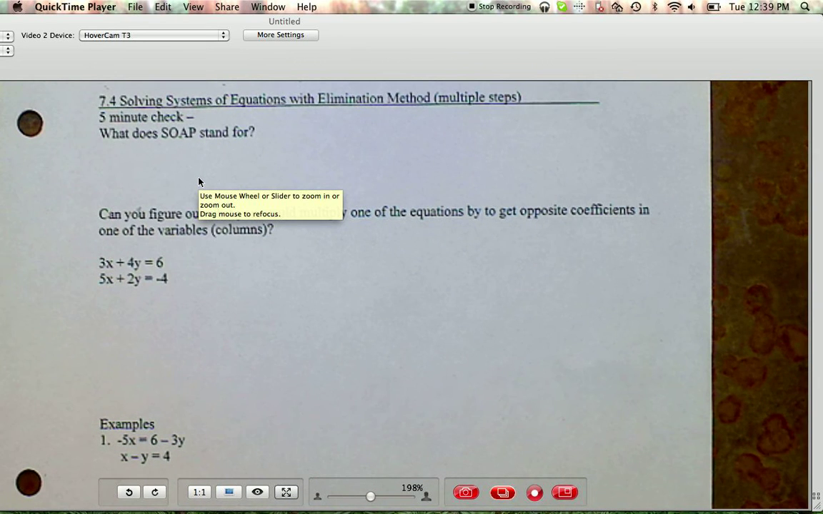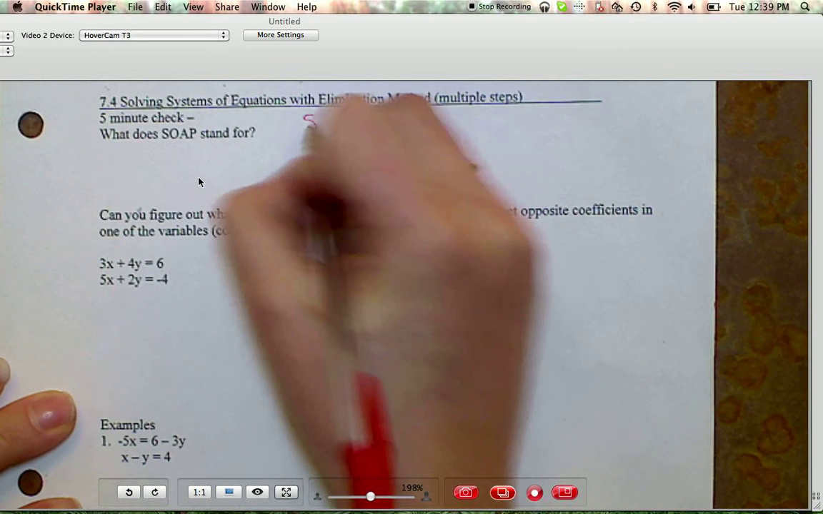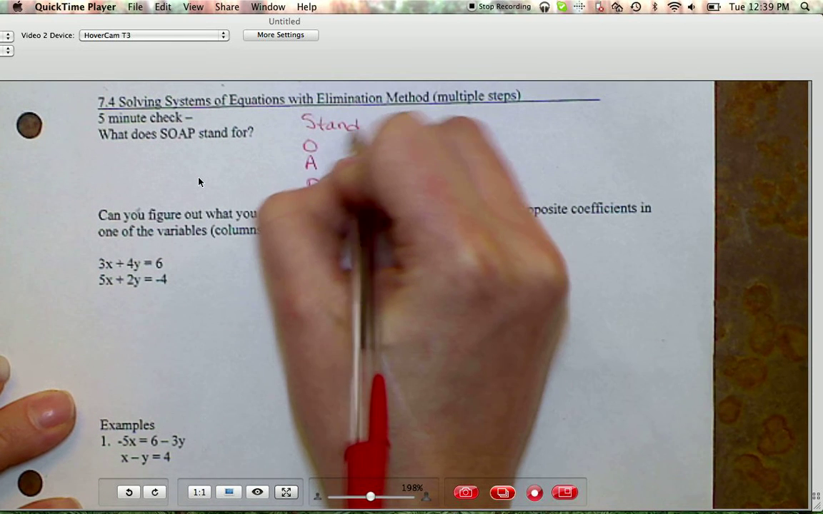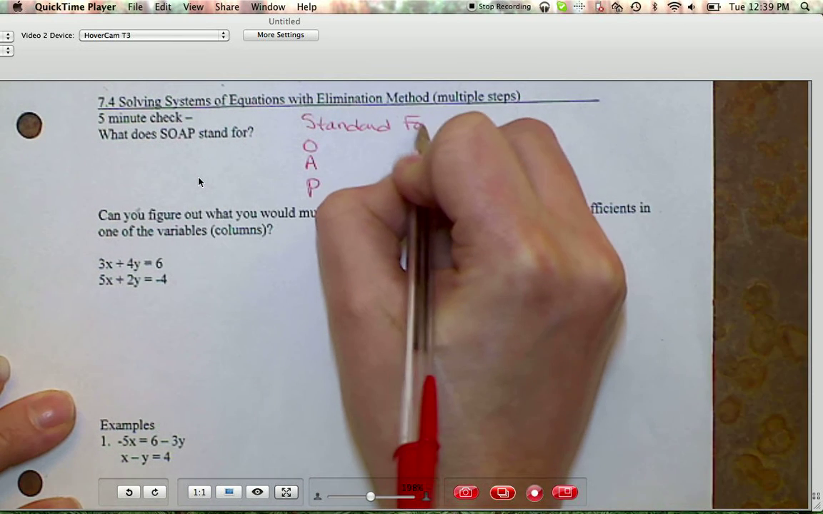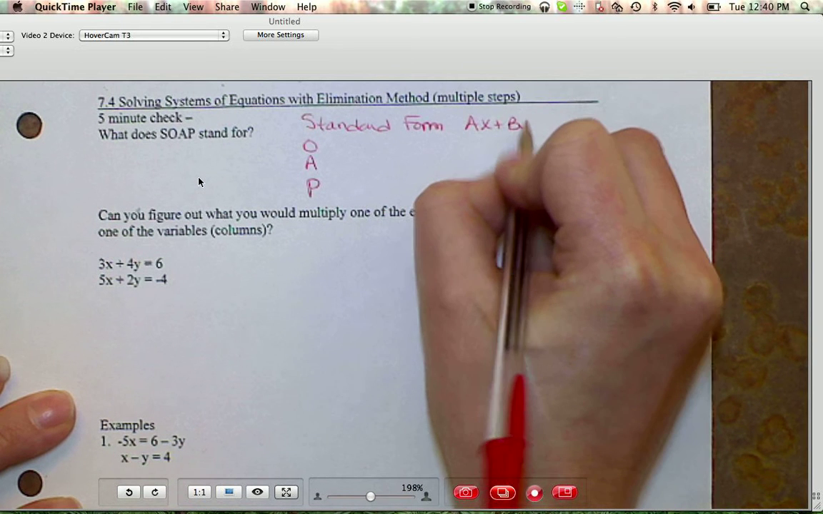7.4, solving systems of equations with elimination method. Now this is the second day of it with multiple steps. So yesterday we learned that SOAP stands for S-O-A-P. You need to put it in standard form, which is AX plus BY equals C.